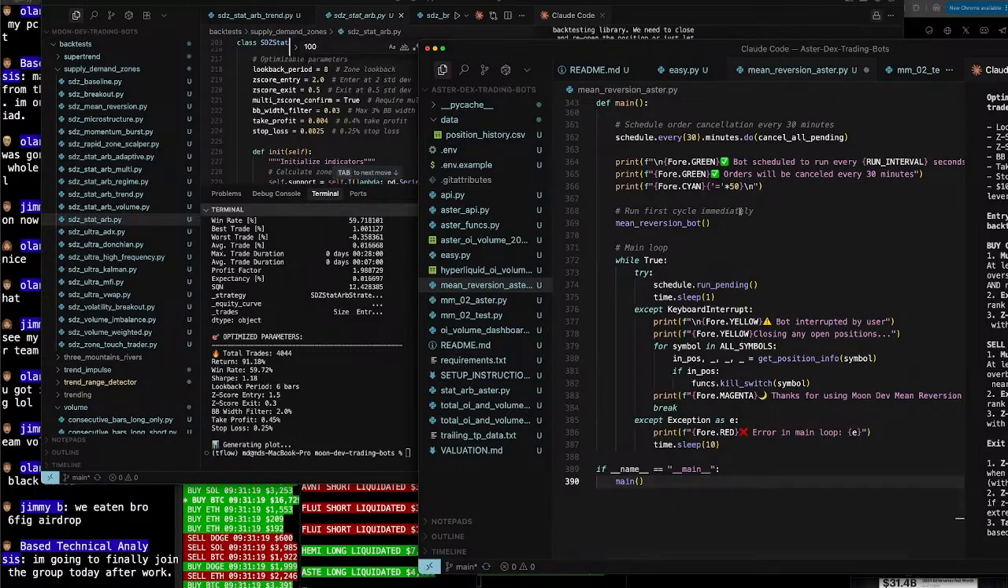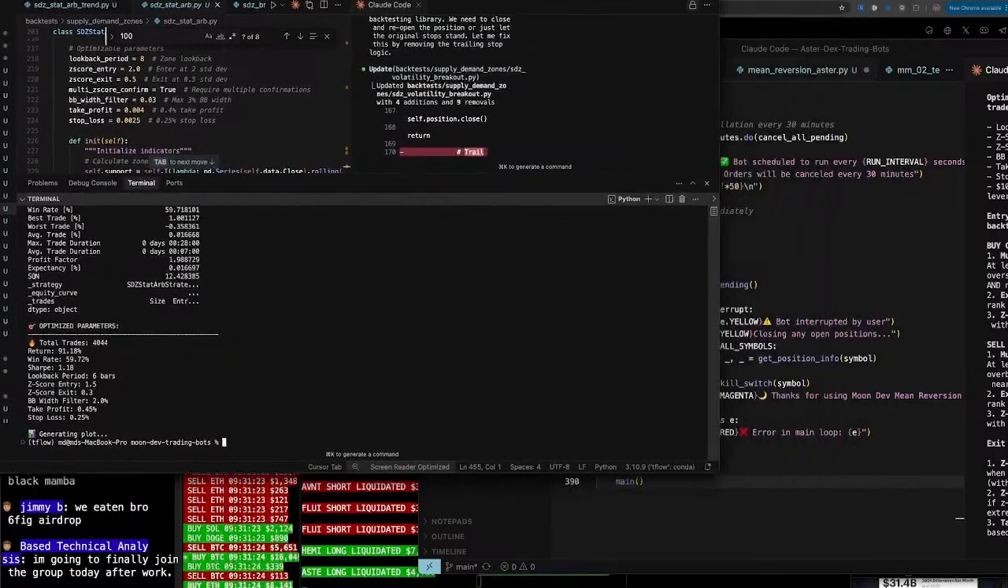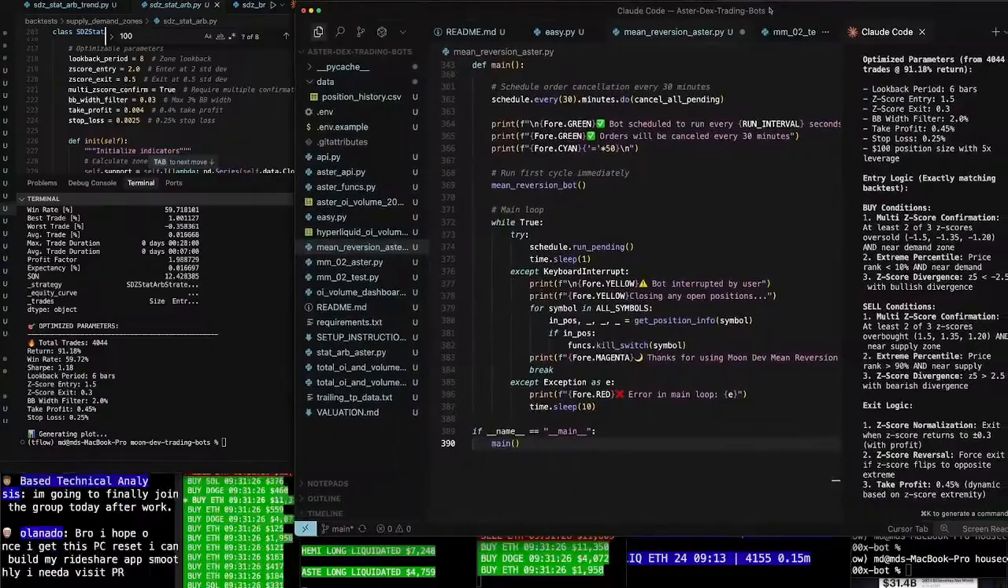So it says look back six periods. Okay, that is confirmed. I'm looking here on the left side. That's my optimized parameters. Yes, it's over optimized.